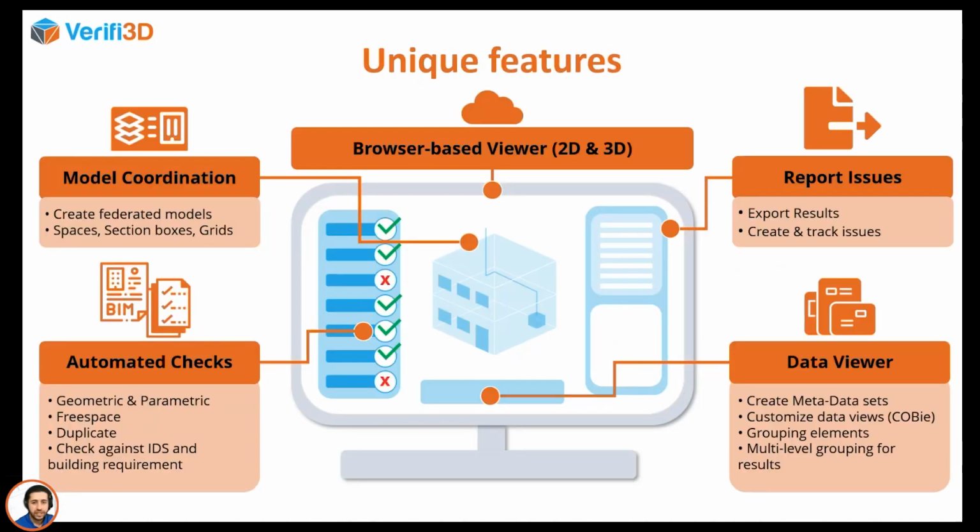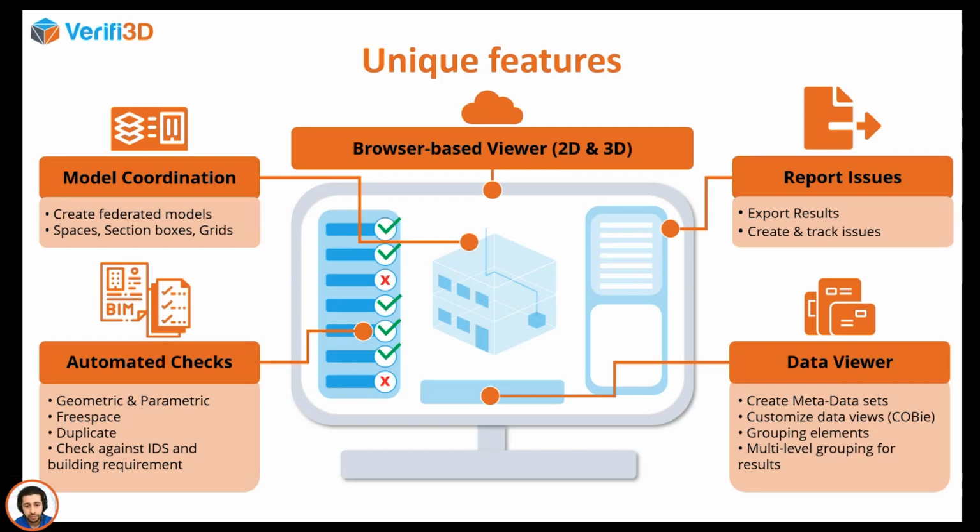Now, what makes us different from the other ones? Verified has some unique features. I'm going to go real quick on them because I'm going to show you this in the demo. The first thing is that you can create your own federated models out of different file formats. So not only Revit or IFC, but you can make a combination of these in one federated model.